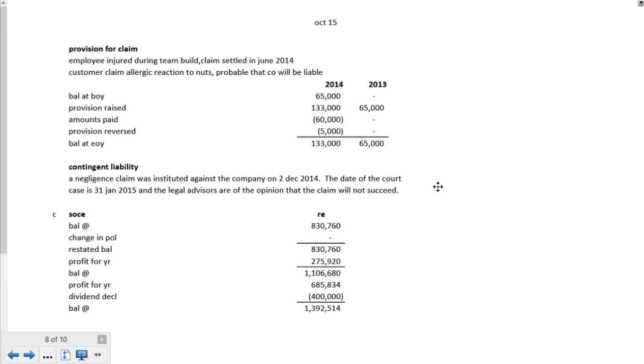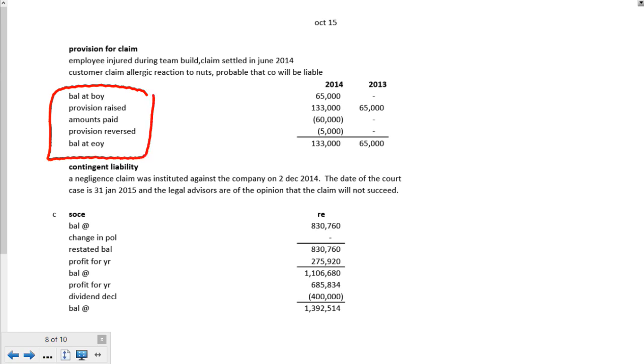But otherwise, you got that. Last year we raised 65 as a provision. Then this year it gets brought forward as 65. Be careful with provisions because they always ask you to do a comparative, isn't it? So the note, this is the format of the note.